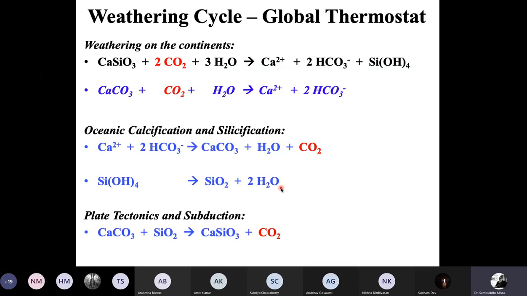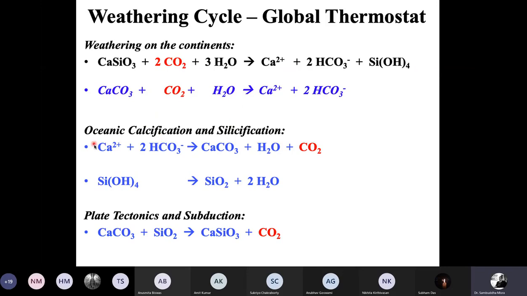Now, coming back to weathering, these are the simple weathering reactions that we can think about. One is the weathering of the silicate rock, CaSiO3. The other one is the weathering of the calcium carbonate rocks. Calcium carbonate rocks weather easily. We all know that the rate of reaction of a carbonate compound with anything acidic is much faster than that of a silicon oxide bond, because silicon oxide bonds are much stronger than carbon oxygen bonds.